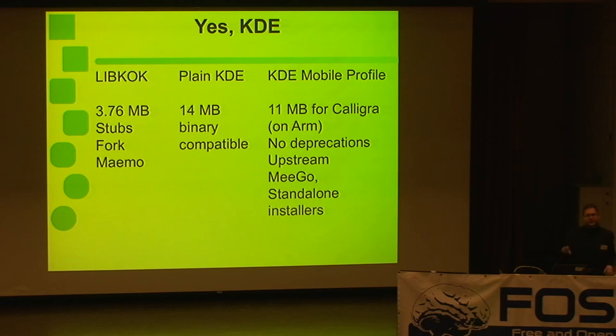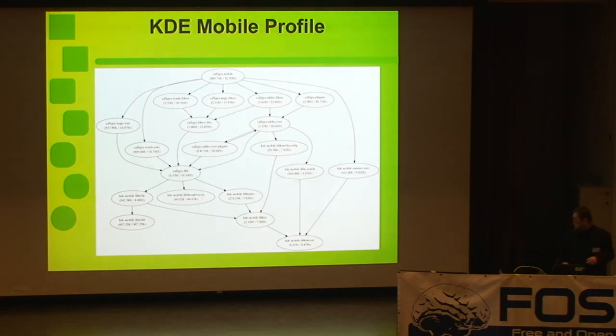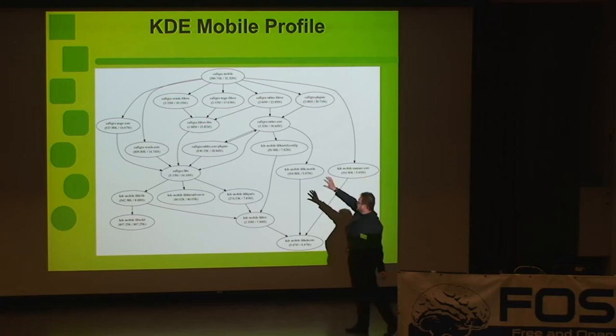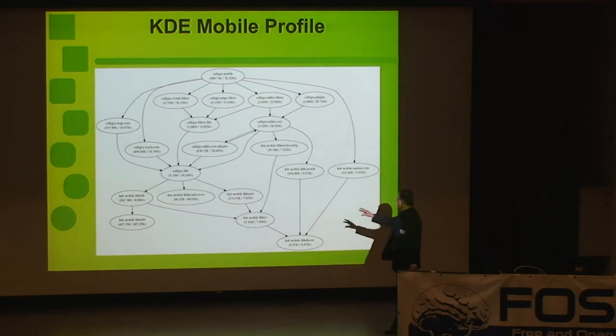The mobile profile of KDE is not a fork. It's right inside the KDE Git repository, which was created last week when KDE moved from Subversion to Git. This is the dependency graph for the Calligra mobile application. The Calligra mobile application is the same as FreeOffice for MIMO. The top half is what Calligra uses, the other half are the KDE libraries we actually really need.